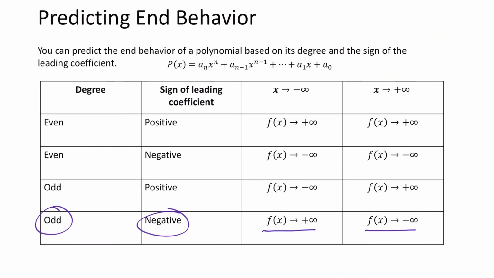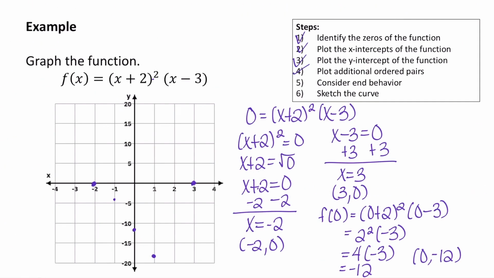So if we go back to that chart, we have odd with positive leading coefficient this time. So that means as x approaches negative infinity, f of x goes to negative infinity. And then as x approaches positive infinity, f of x goes to positive infinity. So if we go back to our graph, that means it is going to head to negative infinity in this direction, so going down, and then positive infinity in this direction, so going up. And then we can sketch in the rest of our curve using the points that we plotted. And then now we have the graph of our polynomial function.